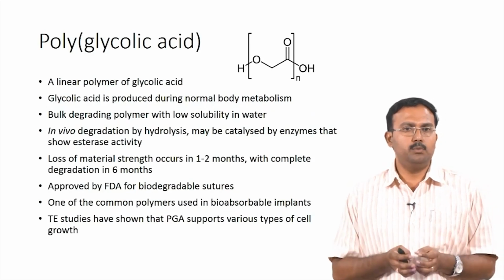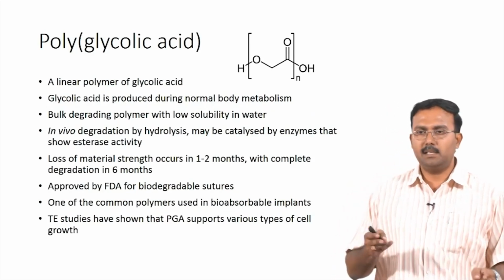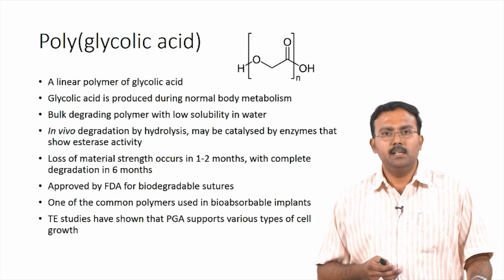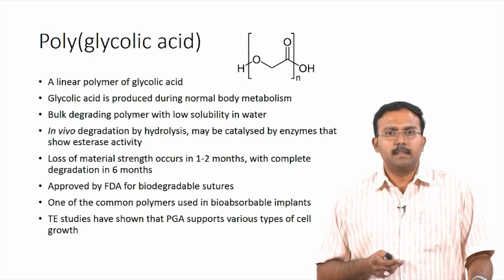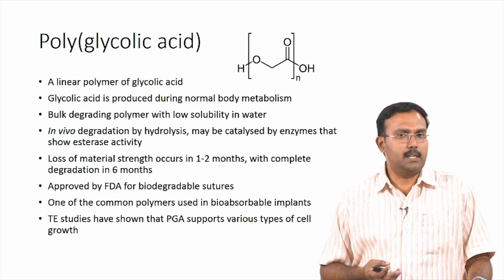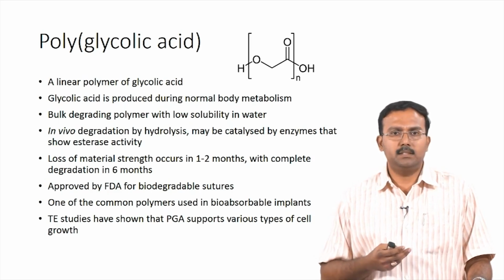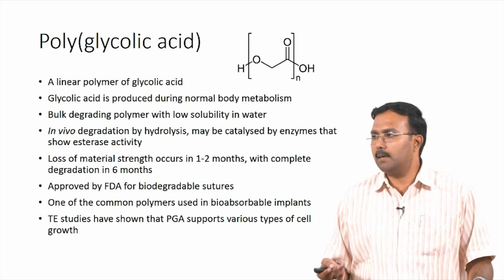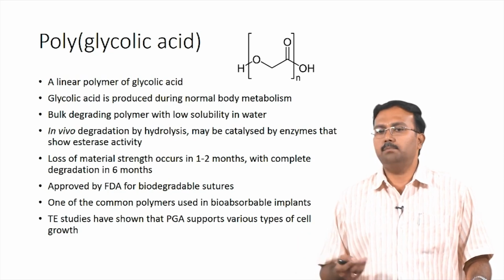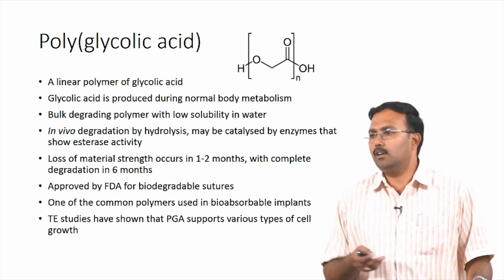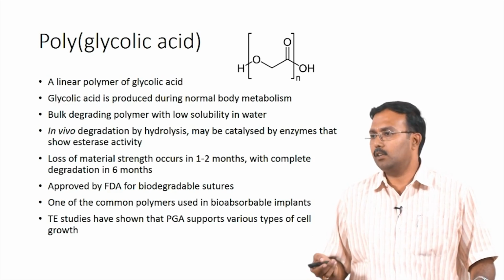So, we will go through some of these in reasonable detail. This is PGA, polyglycolic acid. This is a linear polymer of glycolic acid. Glycolic acid is actually produced in your body during normal metabolism, which means the degradation products of polyglycolic acid are not going to have any toxic effect in your body.